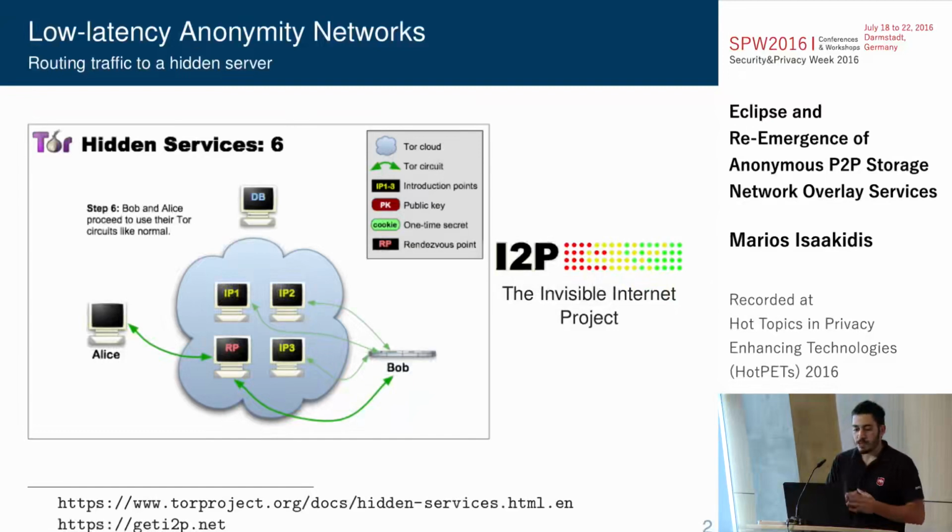So these types of networks, the low latency anonymity networks, support routing traffic to a hidden server. We do not need to modify the logic of our software. We can use the same web servers. We can use the same messaging applications. And therefore, they can support the dominant architecture of the internet, the client-server model.